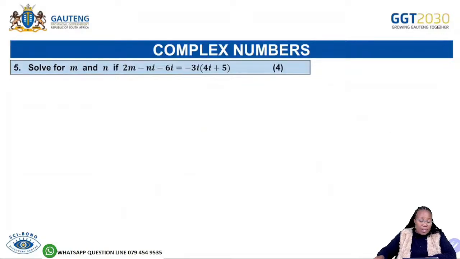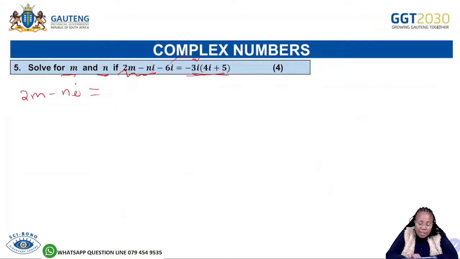And then with the next activity here, we are having the simultaneous equation with complex numbers. Remember, we are solving for m and n. What you are looking for must be on the same side, okay? So it's 2m minus ni. So we are going to transpose this to the right hand side and also multiply the bracket out.